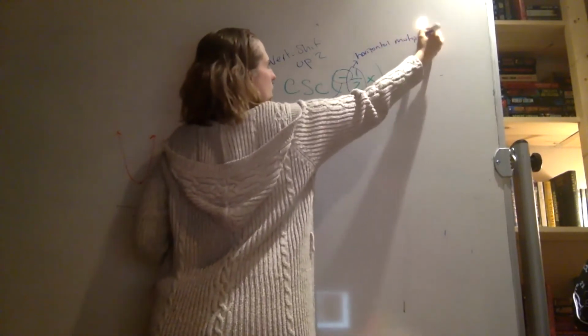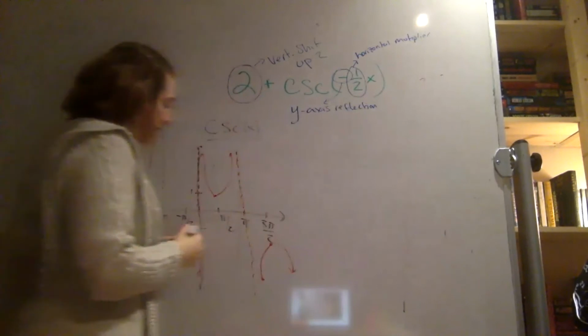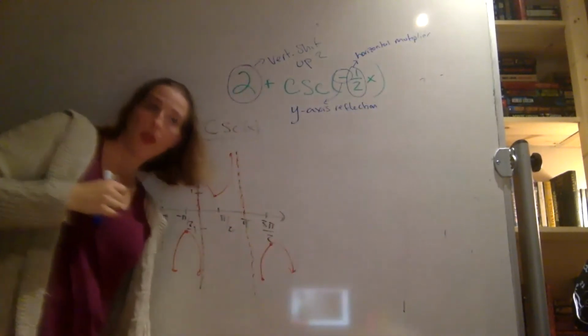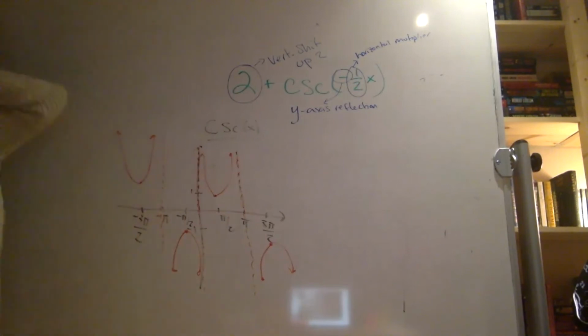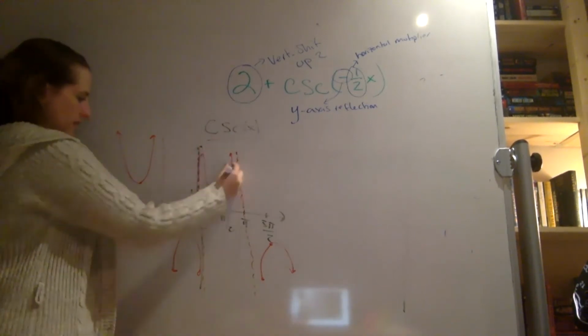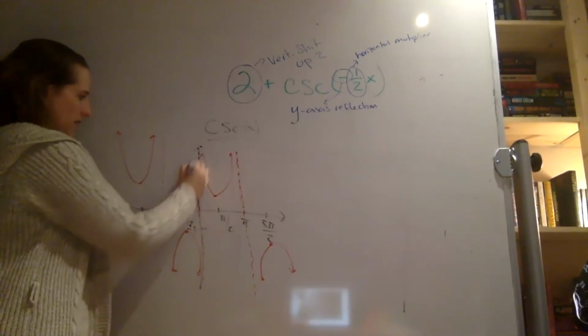So let's see if we can start thinking about what these things are going to do to our cosecant function. The first thing that we want to do is think about that y-axis reflection. When we reflect this across the y-axis, this piece of our graph is going to flip over to here.